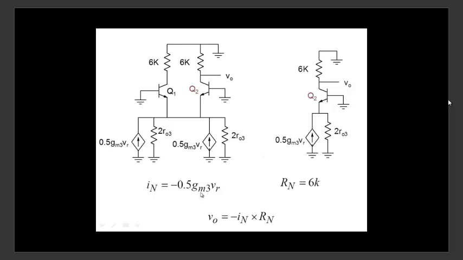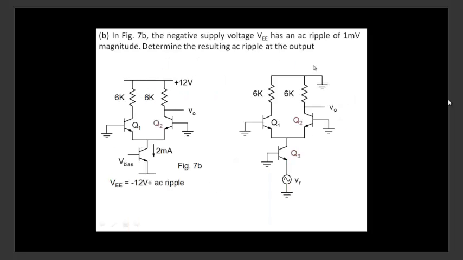0.5 gm3 VR times 6K. You're right. So we'll end up with a value of gm and a value of 6K. In this case, my differential amplifier is causing a problem. The ripple that you see here, you're right. When I work out my numbers, VR appears in an amplified form. So there is an issue, a problem, with this kind of biasing that you see here.